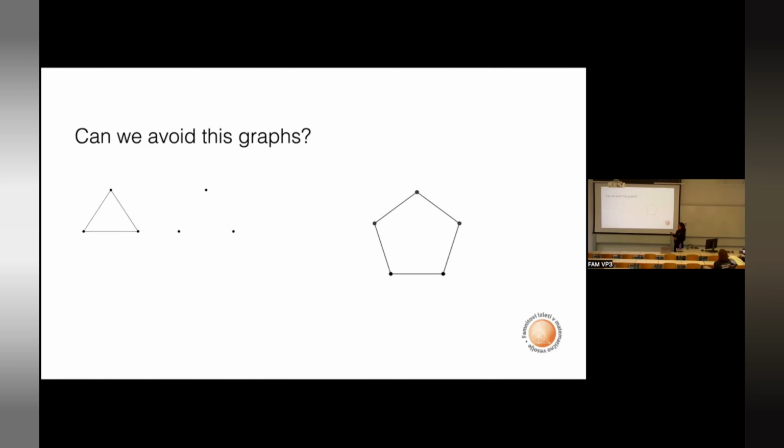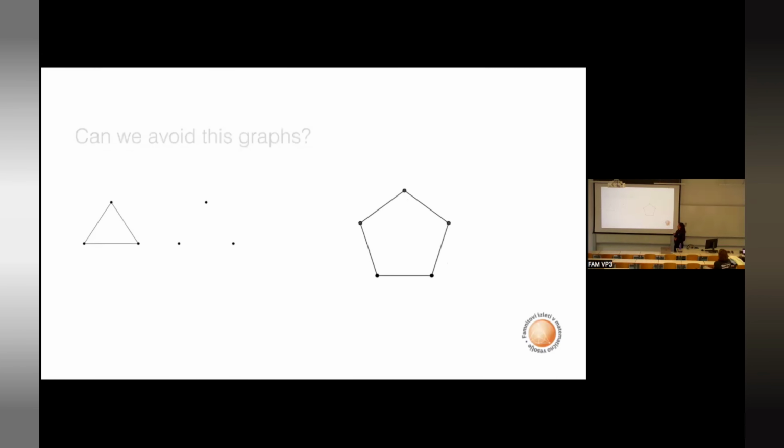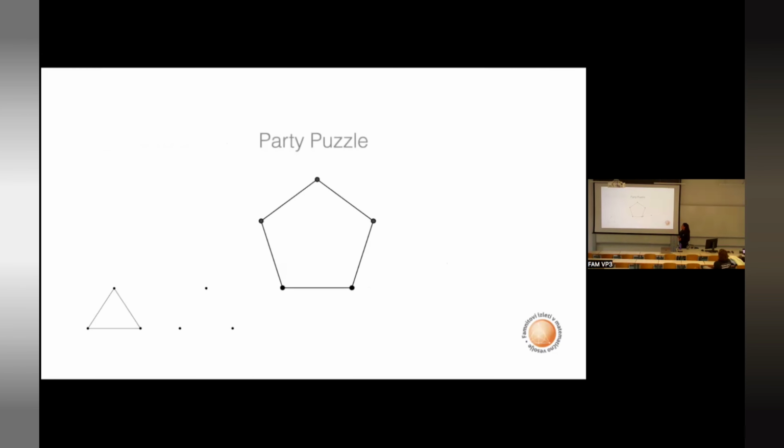This is another example. So in this case, if we have this graph, we cannot find it for this graph or this graph. So we will go back to this problem, the party problem. But before that, I want to bring you to another example. I promise that they are related. Just follow me with this game.